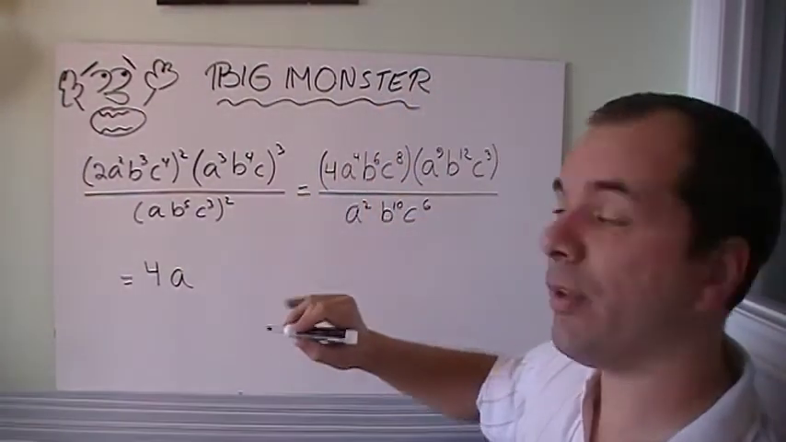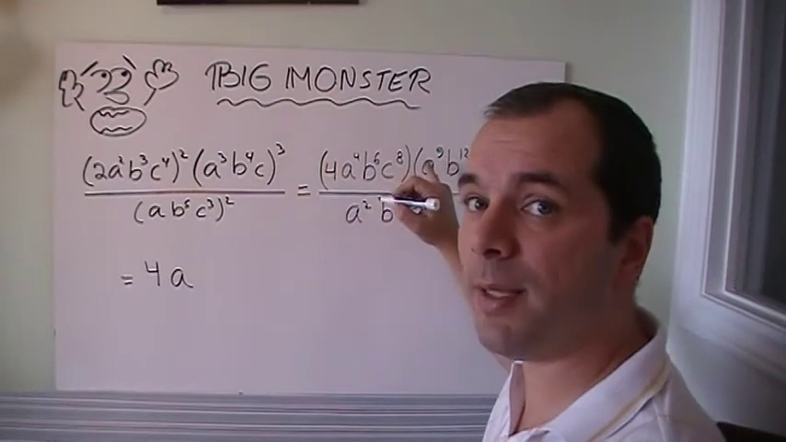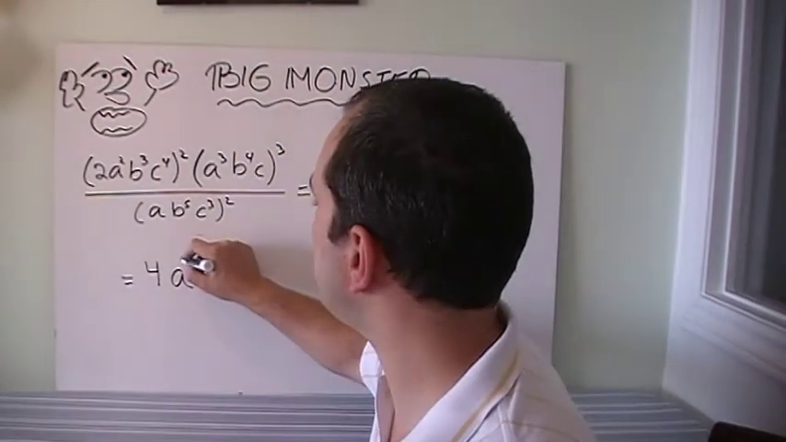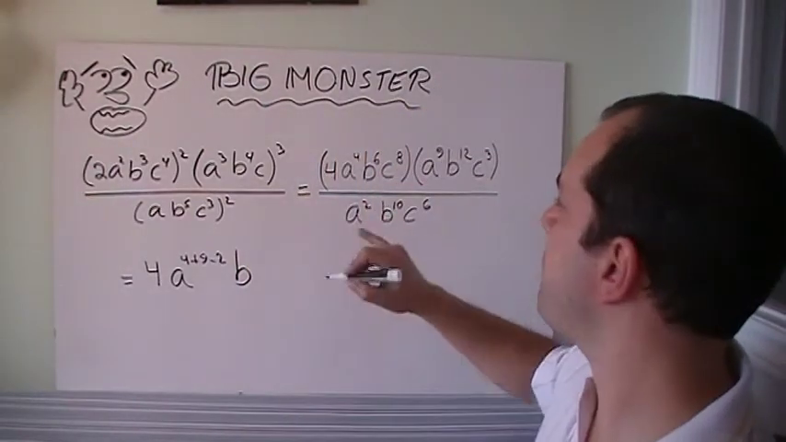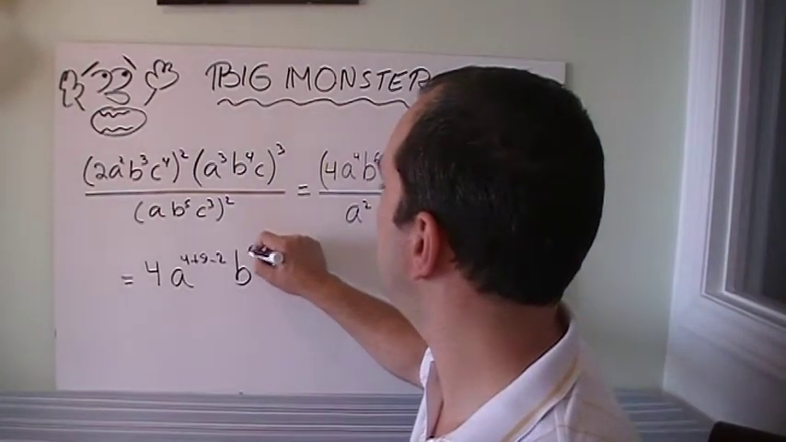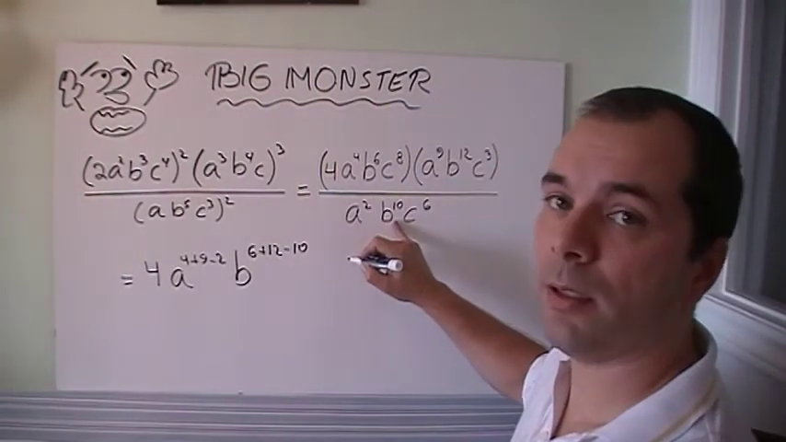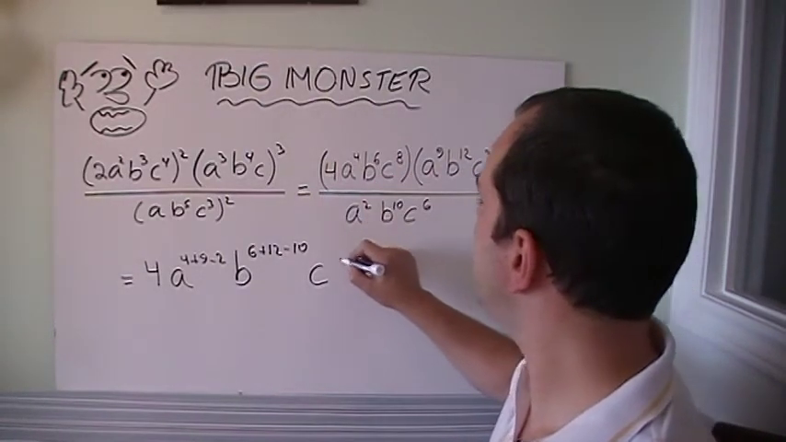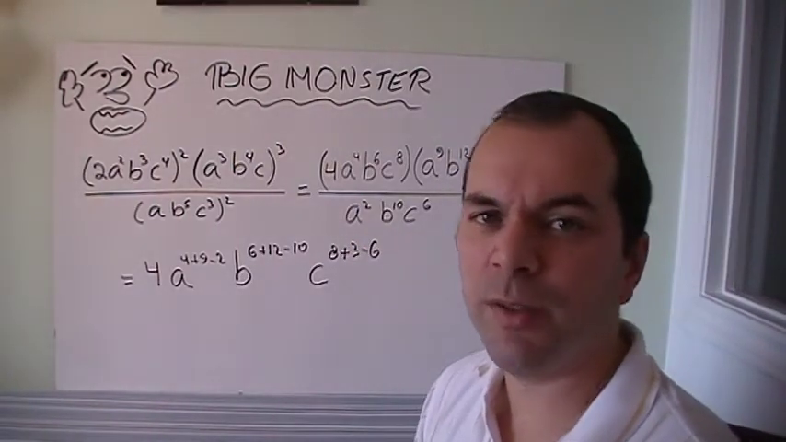Now let's look at the A's. I've got an A here, multiplying an A here, divided by an A here. So when I multiply like bases, I add, and when I divide, I subtract. So it's just going to be 4 plus 9 minus 2. And I've got my B. I got a B multiplied by B divided, so 6 plus 12 minus 10. And then the C. 8 plus 3 minus 6. And I'm sure you can do this now in your head.